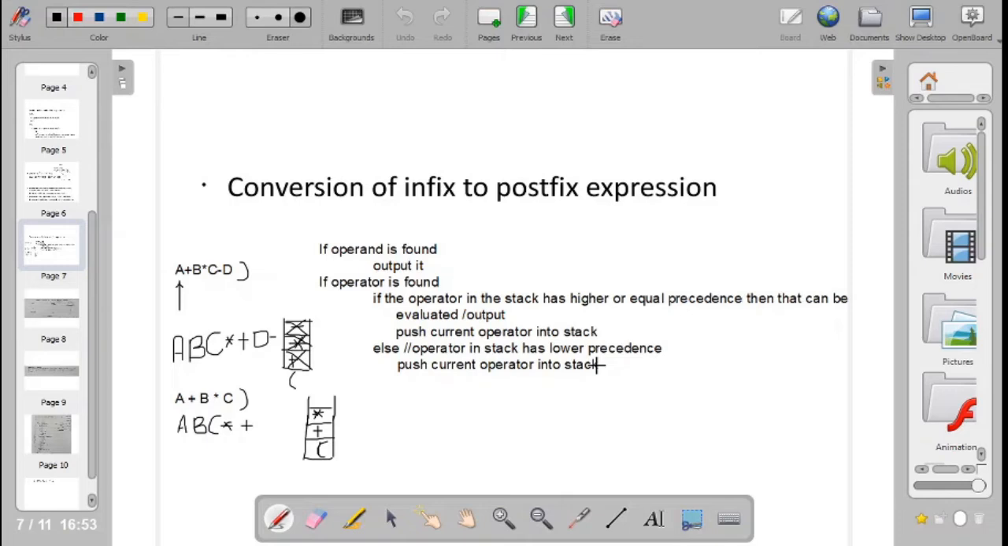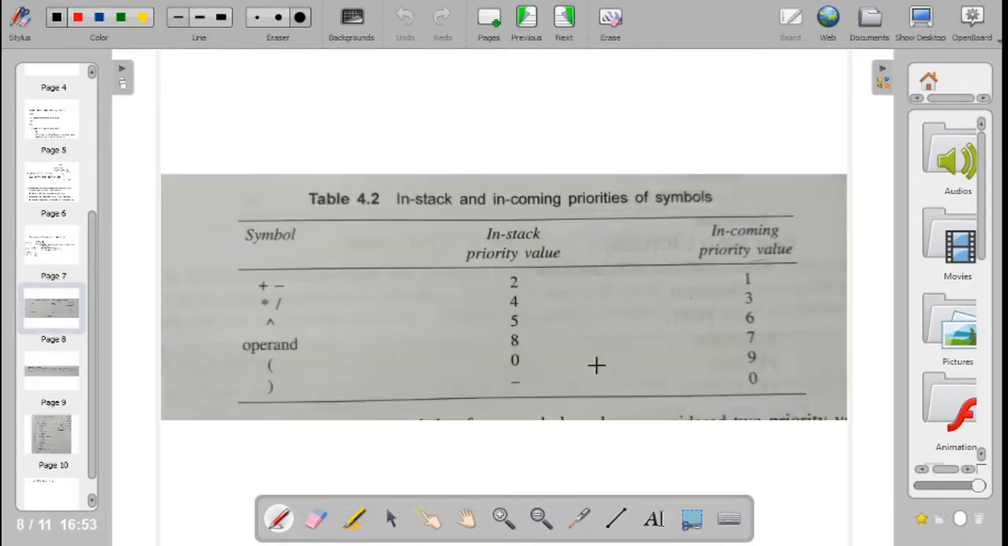But one thing we have to mention here is the precedence values. We have been comparing the precedence of the current operator and that in the stack. So how do we keep track of those precedence values? That is what we are going to look at next. Here we have the different operators we are talking about: plus, minus, multiplication, division, exponentiation. These are the operators we commonly see in arithmetic expressions. Here plus and minus have the same precedence level. Similarly, multiplication and division have the same precedence, and so on.